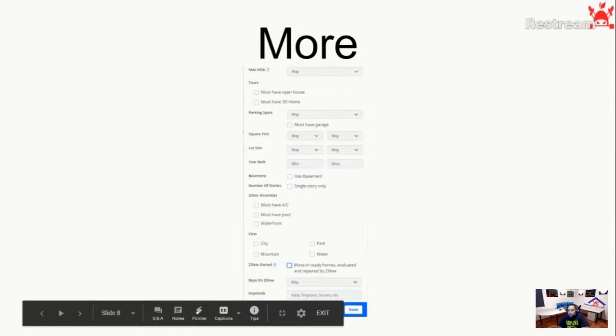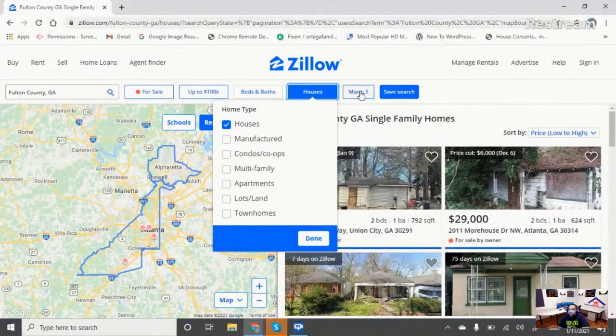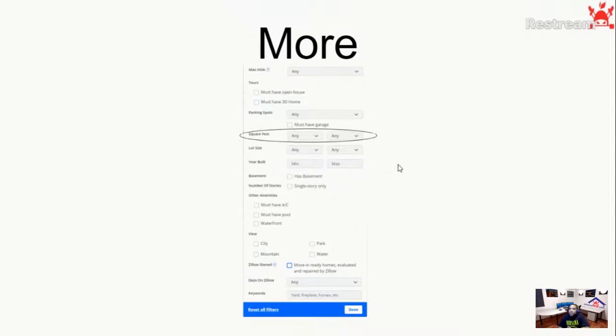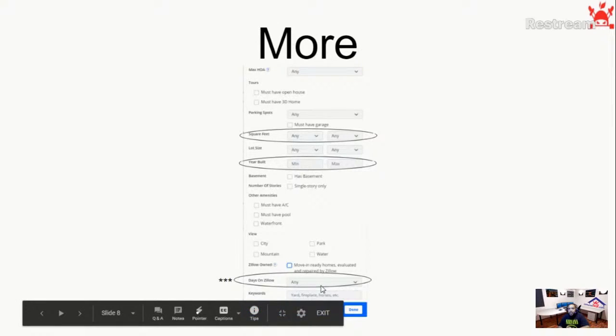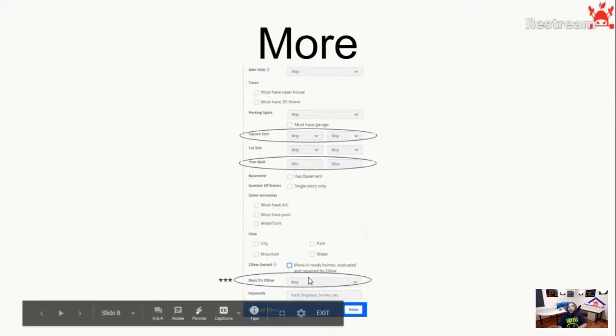All right. Next is going to be more. This is where you get to really narrow down your search. All right, it's in the more tab, right? So we're gonna pay special attention to your square footage. If you're looking for a certain square footage, this is where you set it up. Then if you're looking for a certain year, this is where you set it up. Now this is important, the days on Zillow. Now, let's say, for example, that you're doing this every day. You're looking for these properties every day. This is where you would set it up.